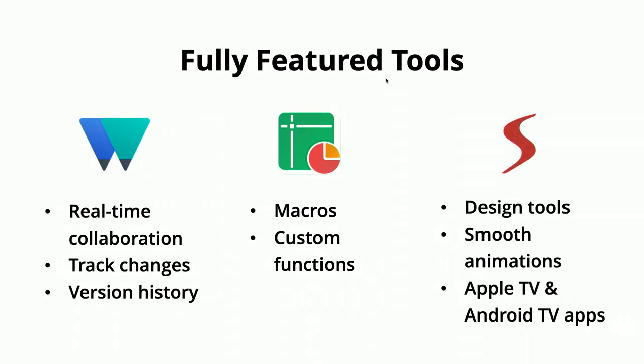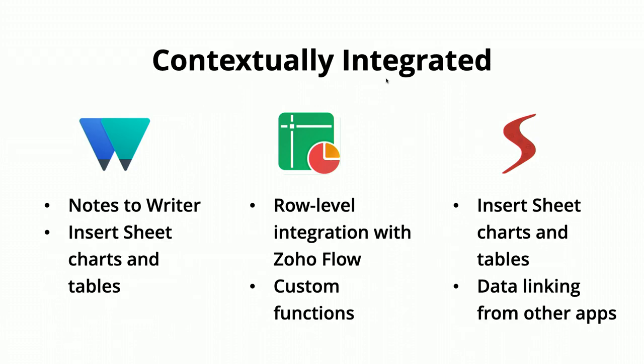Now these are here just to help you follow up later about some cool things that you can do. We talked about real-time collaboration in Zoho Writer. Obviously, you can use track changes to collaborate with your colleagues, have version history, again, macros and custom functions in Sheets, different design tools and animations in Show, not to mention different Apple TV and Android apps. And then all of these things are contextually integrated. So you can easily convert notes into Writer. You can easily insert sheets and different charts and analytics into your docs, into your spreadsheets, integrate with row-level integration so that you can easily pull in CRM info or Desk info into a spreadsheet, inserting those tables and linking data from any other apps. So really just centralizing all of these things so you have a whole lot less busy work.